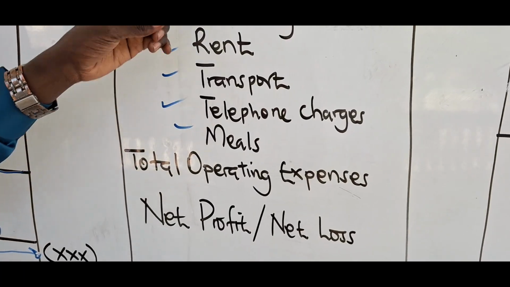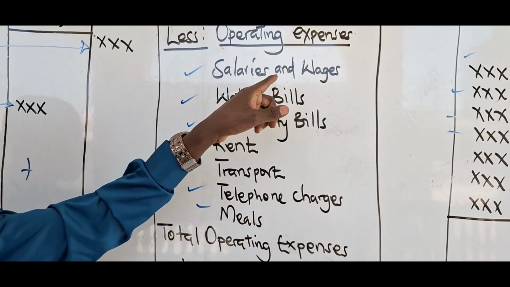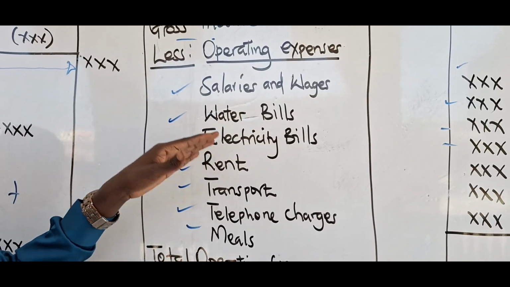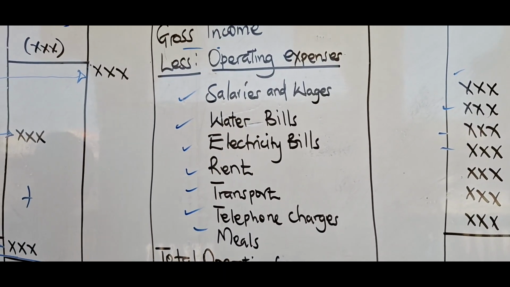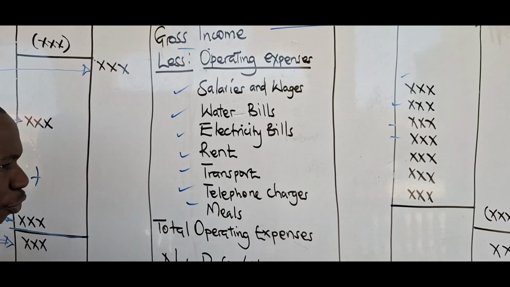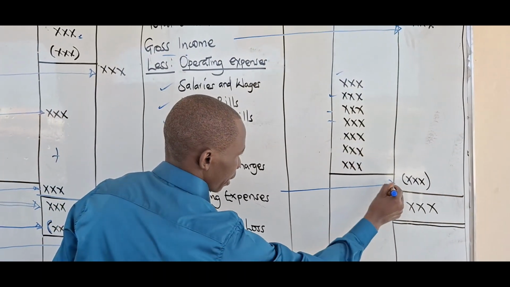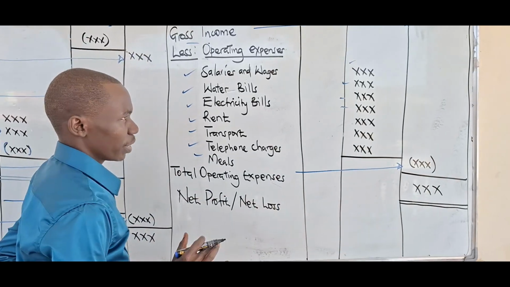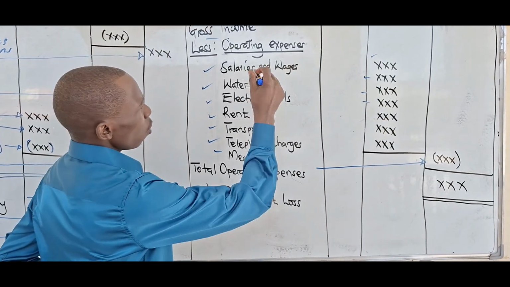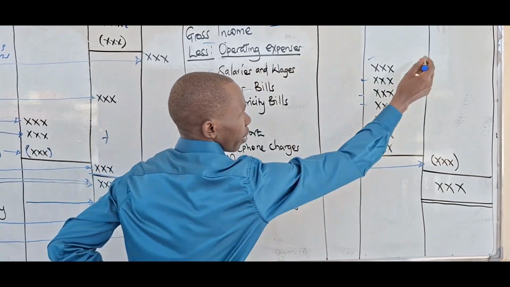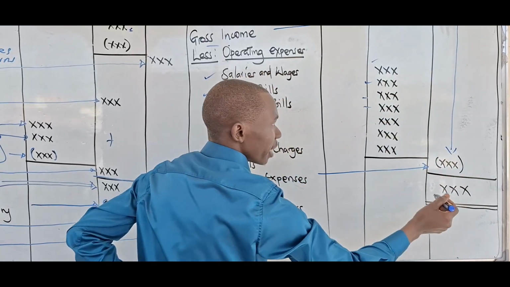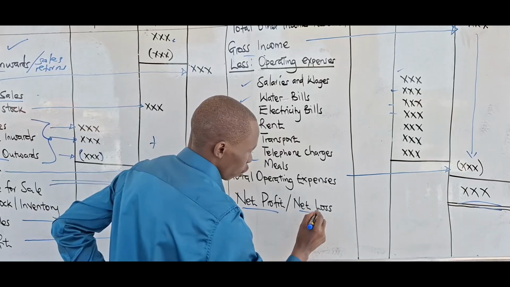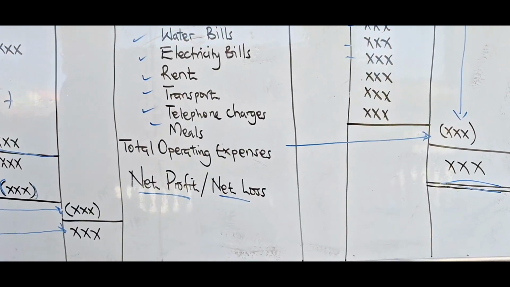Check the question. If salaries and wages are not given, don't put them here. Go through and define what to include in your income statement. Get the total for operating expenses, you bring it here. Now, we have gross income and we have operating expenses. Meaning, when you get your gross income here, you subtract your operating expenses, and automatically you are going to get your net profit or net loss.